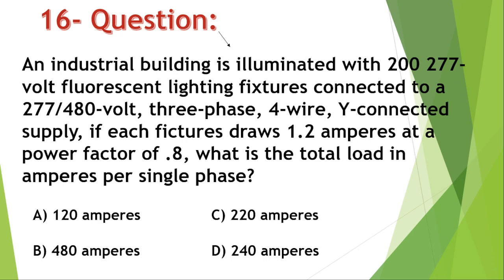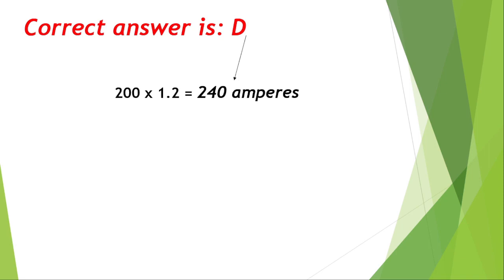Question number 16. An industrial building is illuminated with 200 to 277 volt fluorescent lighting fixtures connected to a 277/480 volt 3-phase 4-wire Y-connected supply. If its fixtures draw 1.2 amperes at a power factor of 0.8, what is the total load in amperes per single phase? A. 120 amperes, B. 480 amperes, C. 220 amperes, D. 240 amperes. Correct answer is D. Please see the reference.